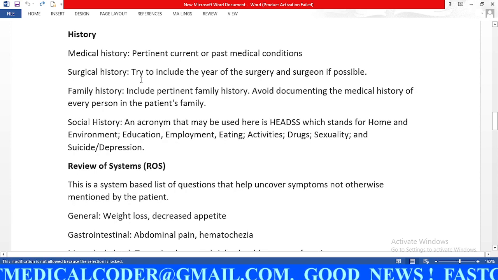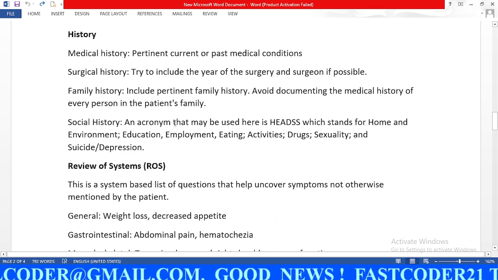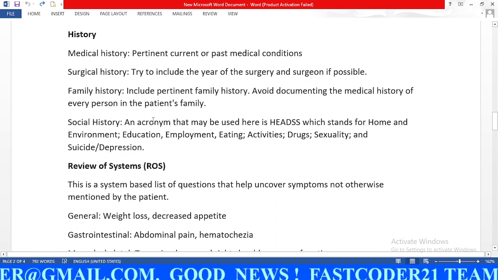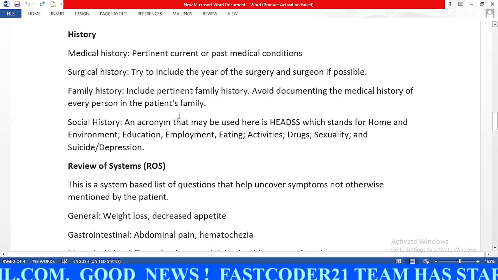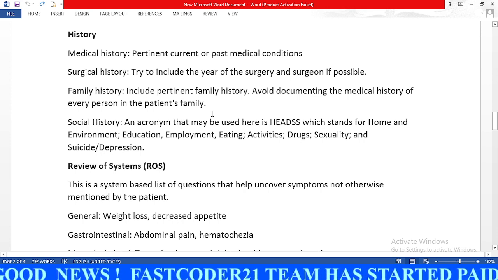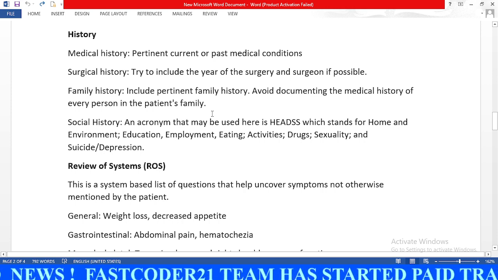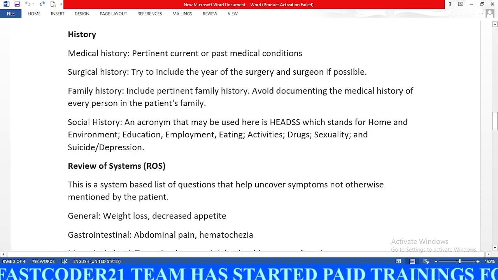Surgical history. Here it will include the year of the surgery and surgeon if possible. So family history contains pertinent family history. Avoid documenting the medical history of every person in the family history. So basically family history contains blood relations like father, mother, and siblings.